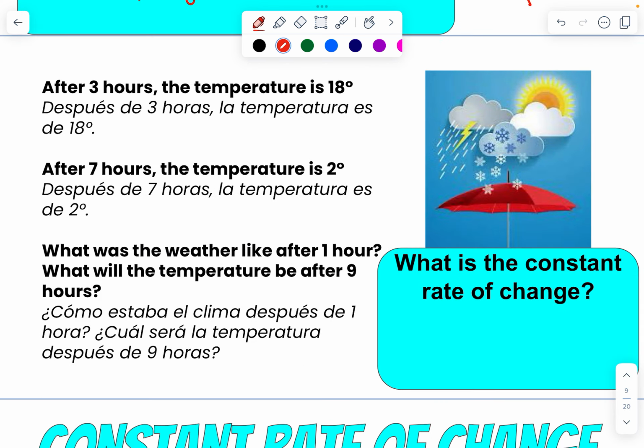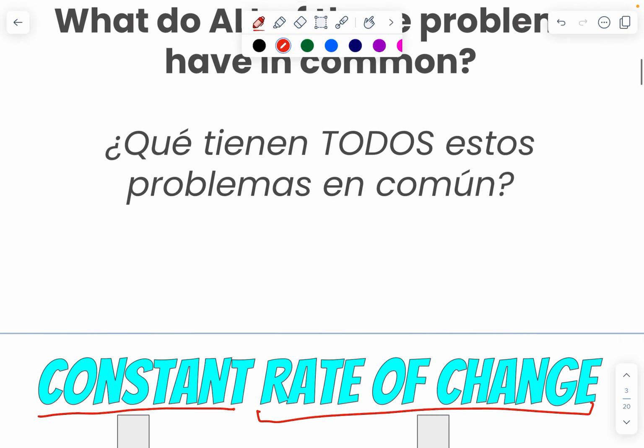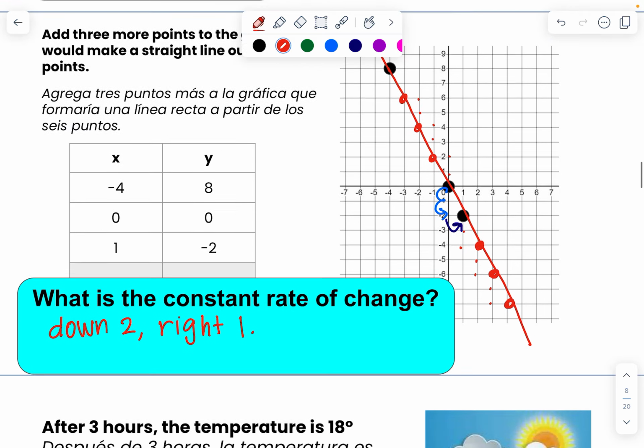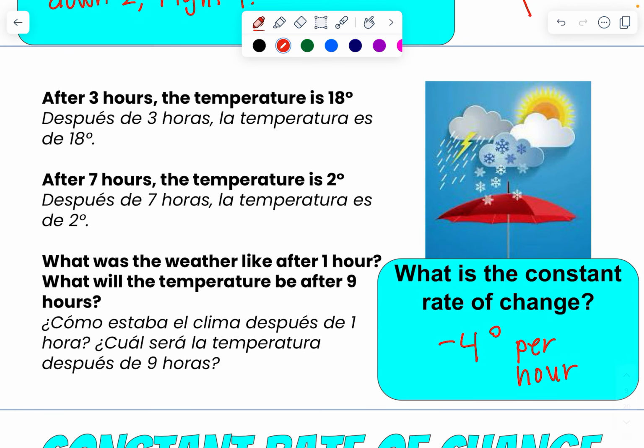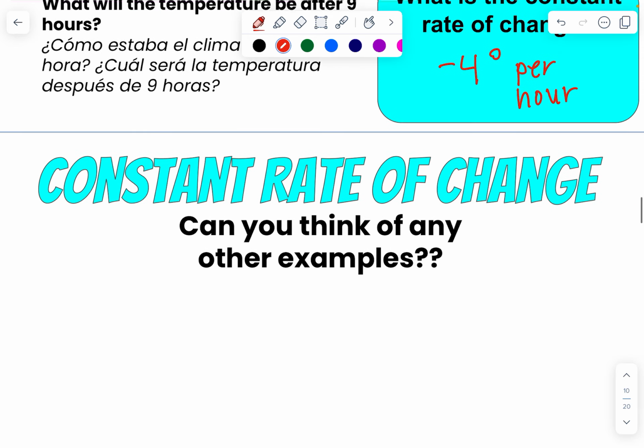And lastly, as the temperature was changing, it was constantly changing at a rate of -4 degrees per hour, right? We were dropping 4 degrees every single hour. Or was it 2? Nope, it was 4. Just wanted to make sure that I wasn't misremembering that. So that's our constant rate of change, right? Something that is the same number over and over from one to the next, whether it's 1 hour to the next, one t-shirt to the next, whatever the context of the problem says.